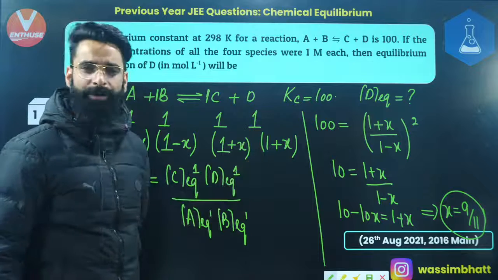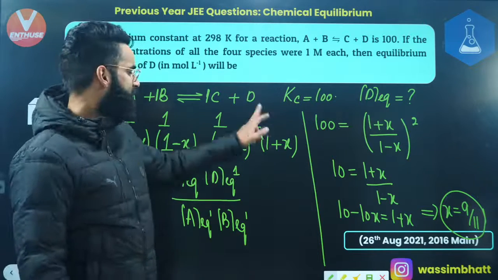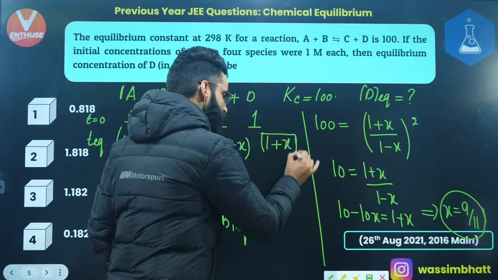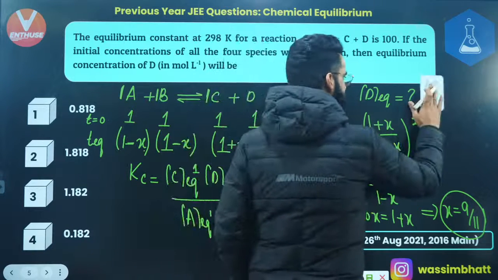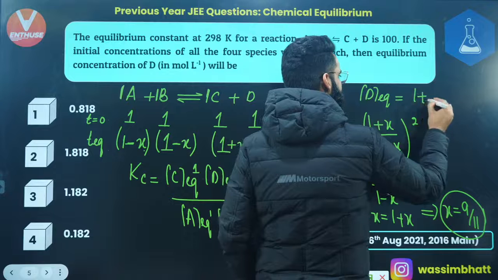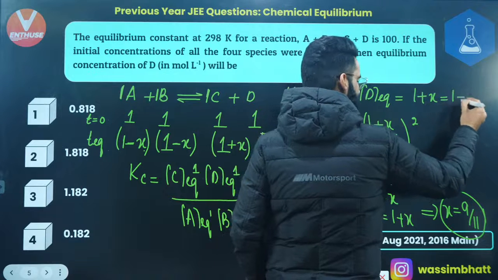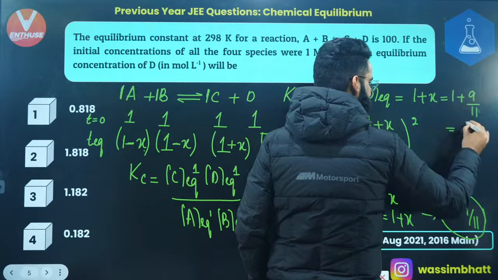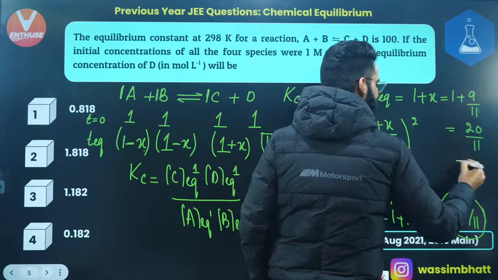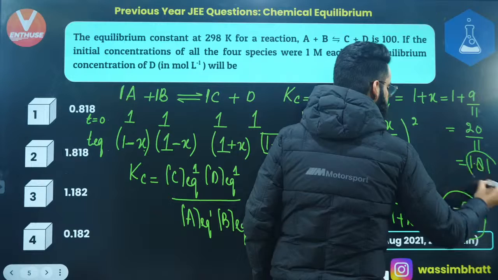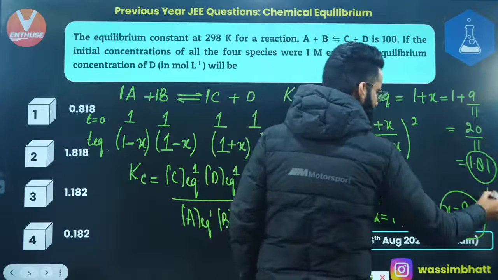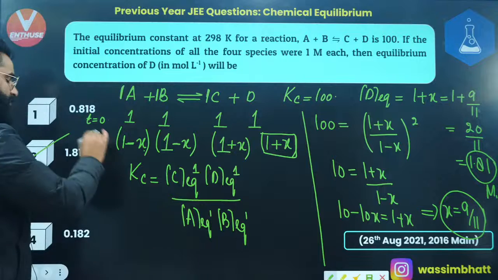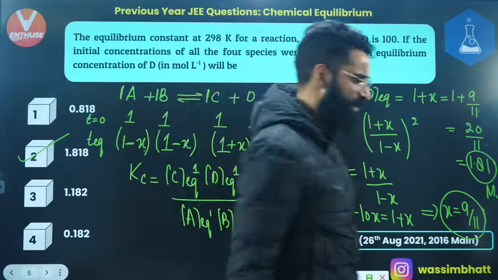What I was supposed to calculate exactly? As per the question, I was supposed to calculate the concentration of D at equilibrium. As you can see, the concentration of D at equilibrium is 1 plus X. Since we have got the value of X, which is 9 by 11, 1 plus 9 by 11 comes out to be 11 plus 9, means 20, 20 divided by 11. The value comes out to be 1.81, so this is basically 1.81 molar. This is the concentration of D at equilibrium, which I was supposed to calculate. So option B is the one which is going to be the correct one among all.